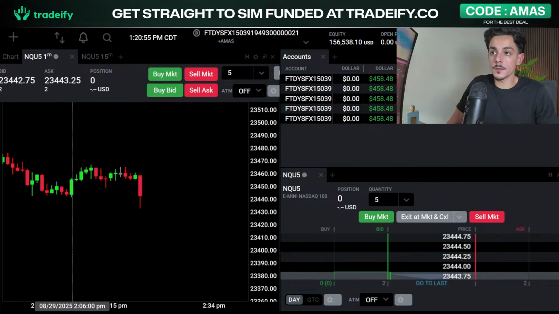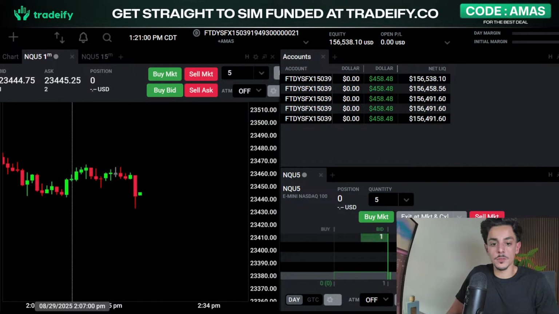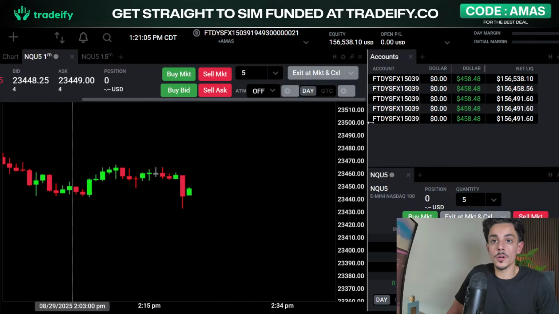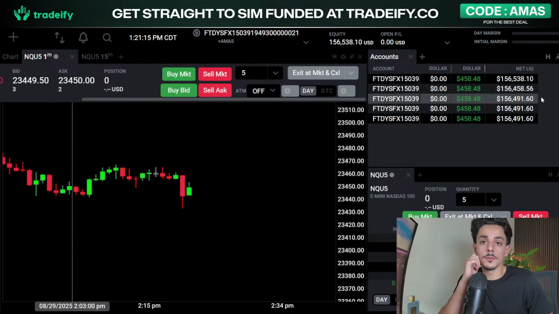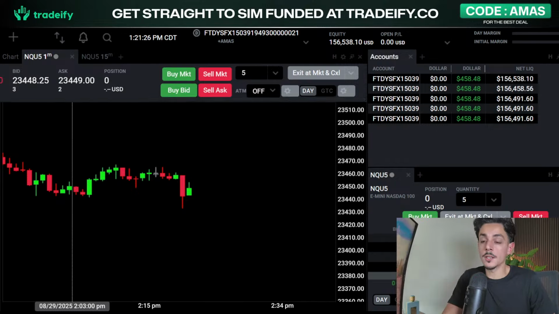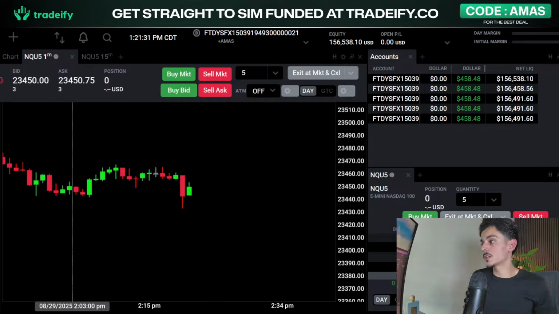Here's my Tradeify account. Here's the trade that I took today, which ended up netting me around $458.48. I'm at 156,538 on this account, and this is the rest of my balance. I need to put those accounts at 10,500 in order to request my payout. I'm going to take it pretty slow. I cannot show you my journal, but I'm going to make an update tonight.